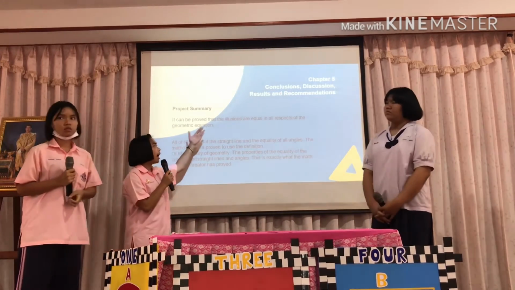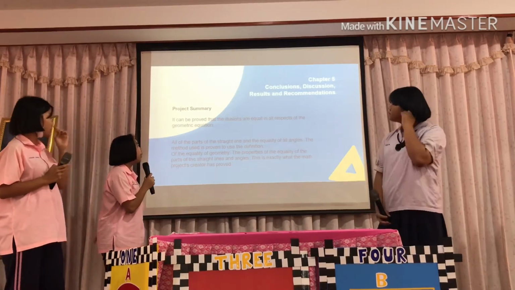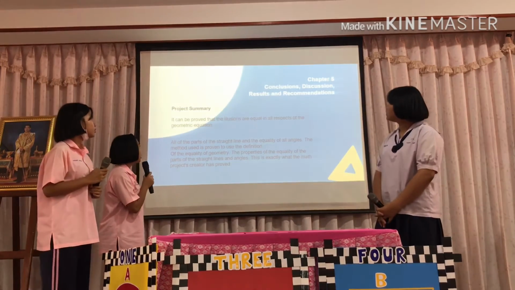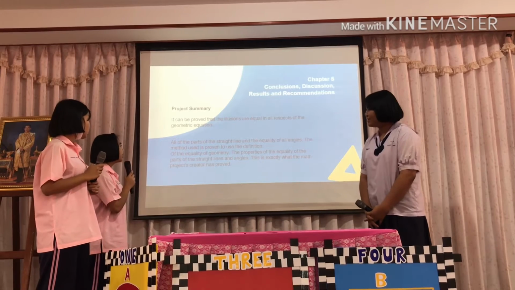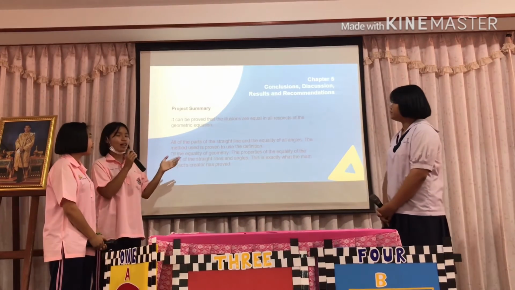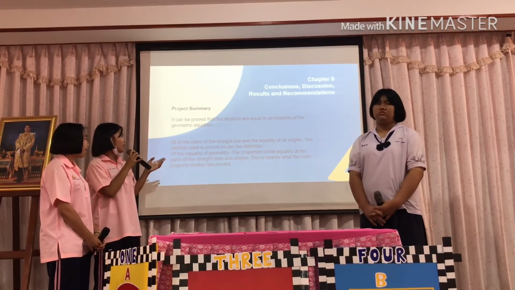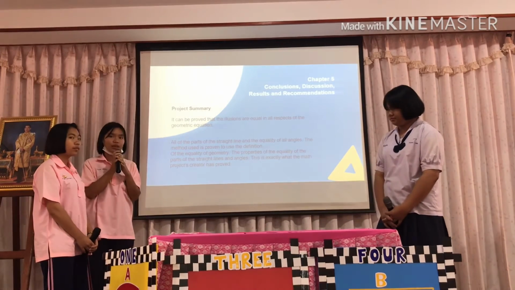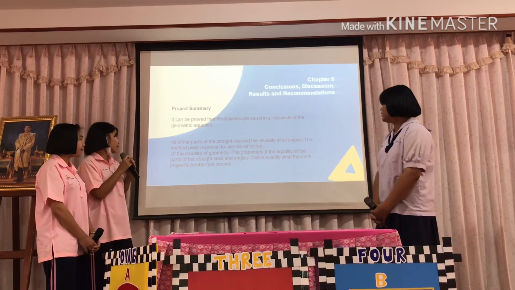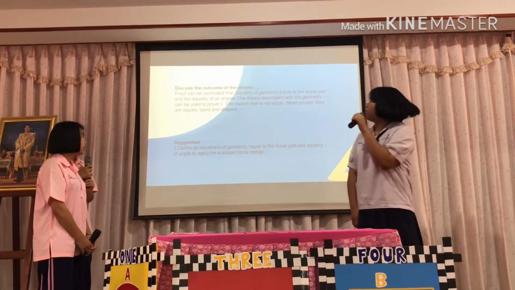Chapter 5. Here are the conclusion, discussion, results, and recommendations. Project summary. It can be proved that the illusions are equal in respect of the geometric equation. Of the paths of the straight lines and the equality of all angles, the method used is proven to use the definition of the equality of geometry, the properties of linear equations of straight lines, and angles. This is exactly what the math project's creator has proved. This is the outcome of the project.